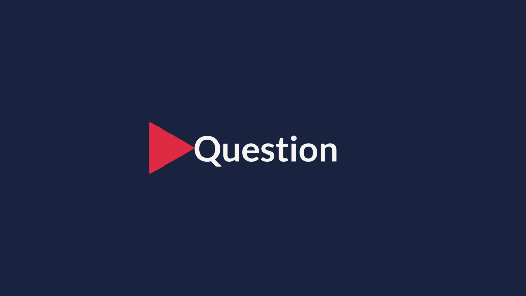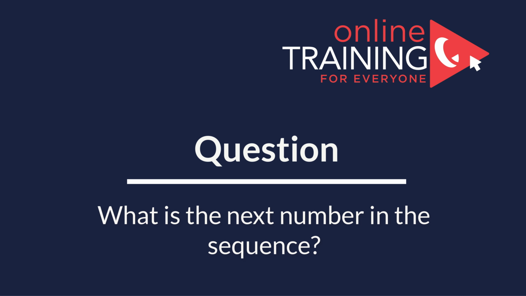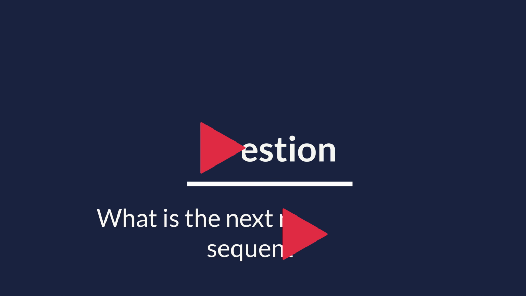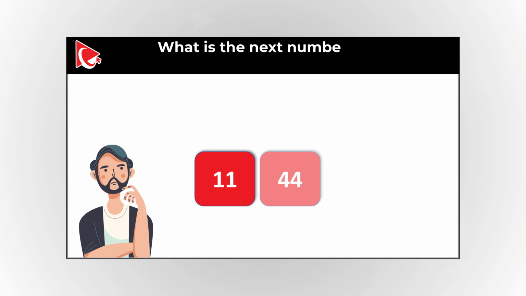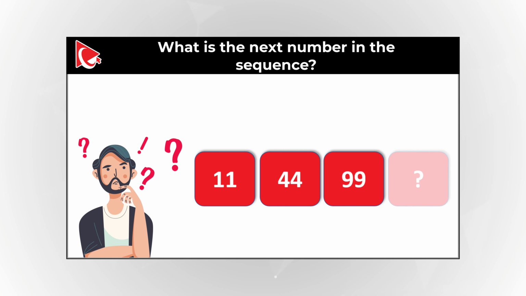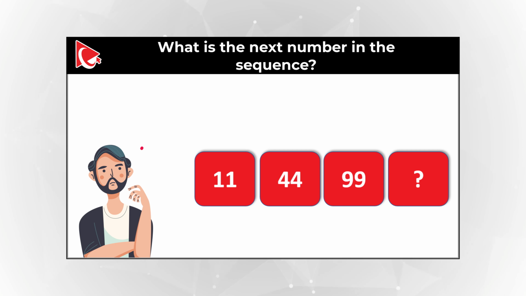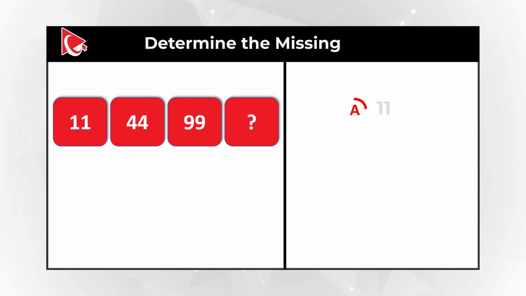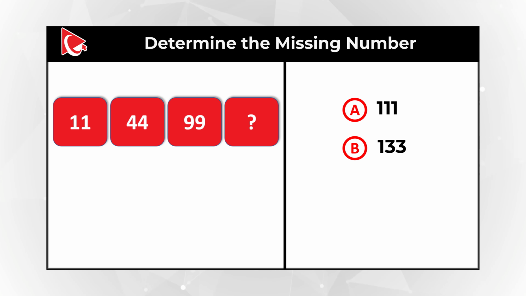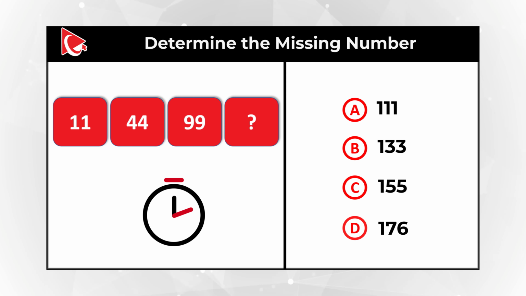Here's the interesting question where you need to calculate the missing number. You're presented with numbers 11, 44, 99, and you need to continue the sequence and determine the missing number out of 4 possible choices. Choice A, 111. Choice B, 133. Choice C, 155. And choice D, 176. Do you think you know the answer? Give yourself a little bit of time, maybe pause this video to see if you can calculate the solution.